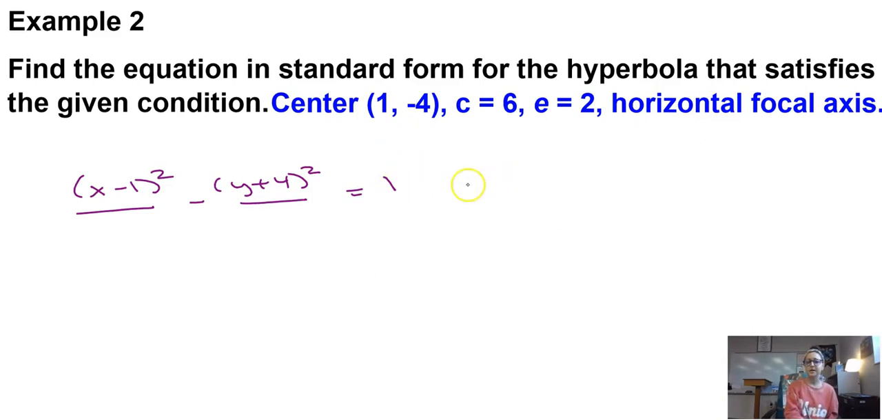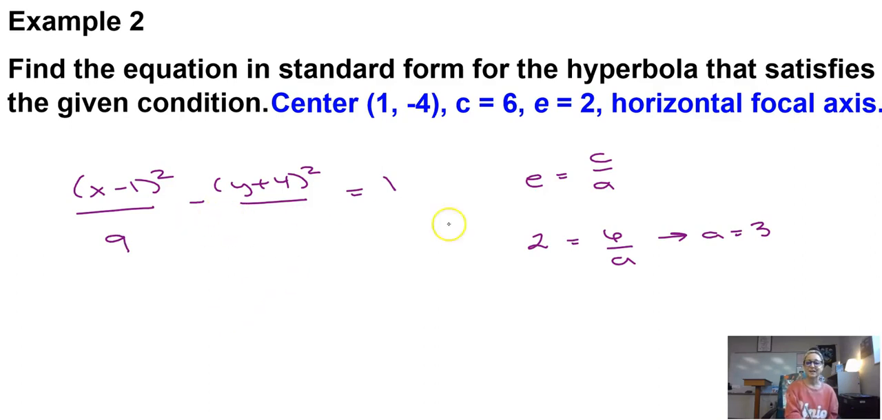Which I was given neither, but I was given my eccentricity, and remember that e is c over a. So e was given to be 2, c was given to be 6, and 6 divided by what is 2? 3. So a must be 3, so I'm going to put 3 squared, 9, under the x terms or the y terms? Under the x terms.